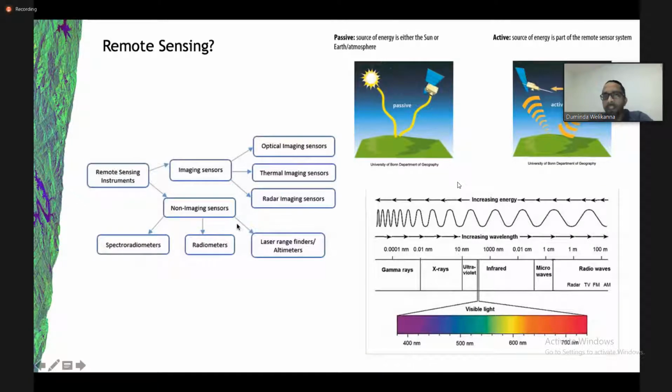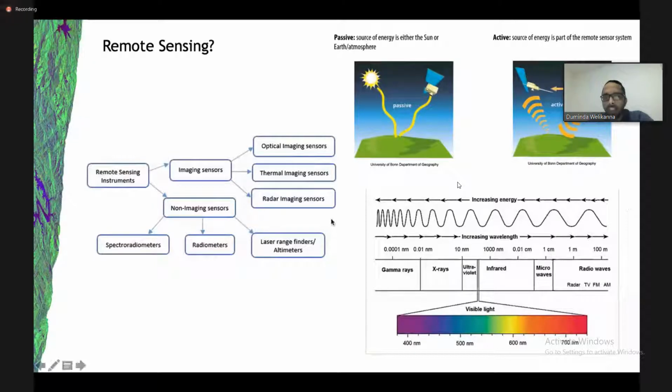So we have imaging sensors in the optical region, that is the visible and infrared region. When you say infrared region, it is very large. As you can see in this electromagnetic spectrum, the infrared region is a very large region. So it has infrared, near infrared, short wave infrared, and also thermal infrared. All these regions are being imaged by sensors carried on top of satellites.